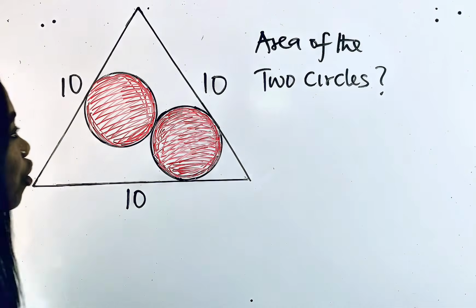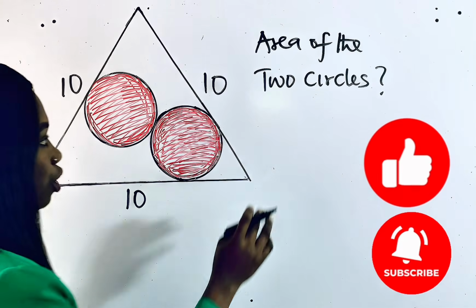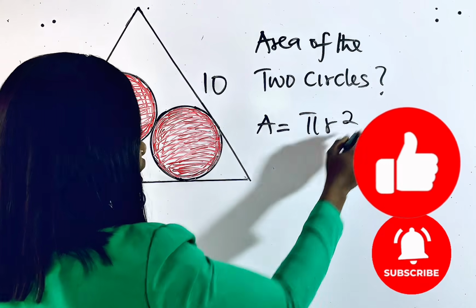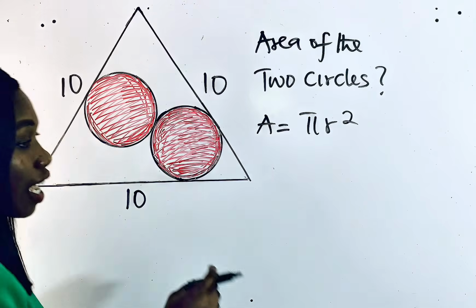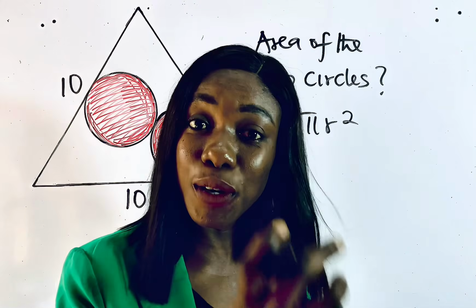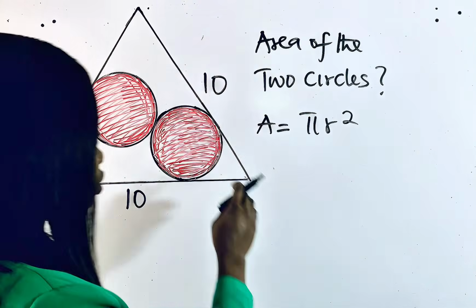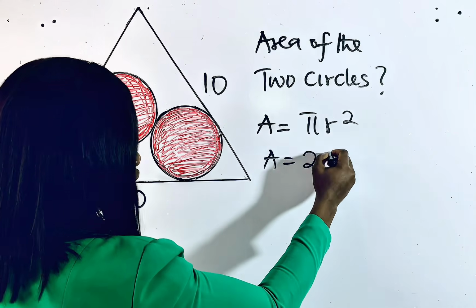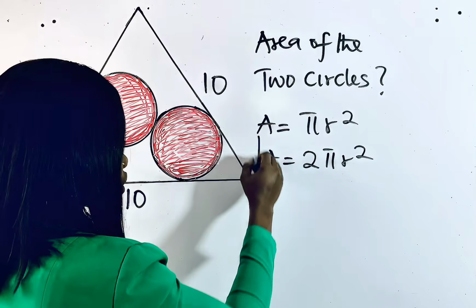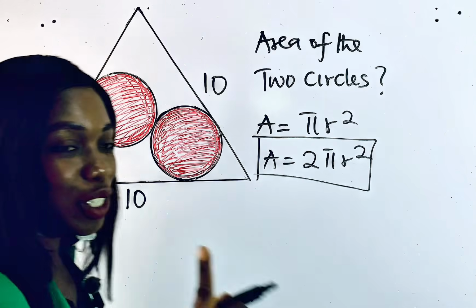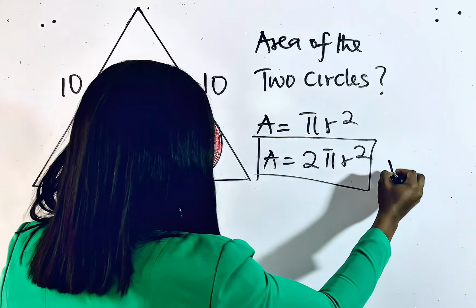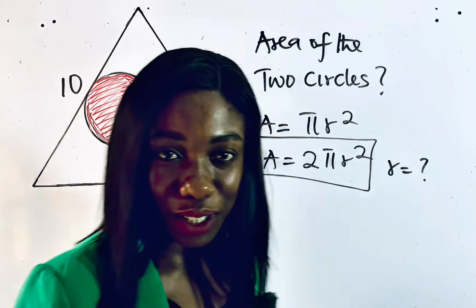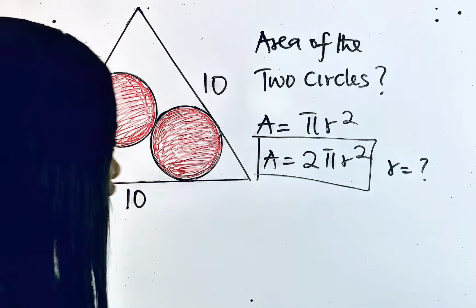Now, for us to find the area of the two circles, we know that the area of a circle is always pi r squared. Because the two circles are identical, automatically they will share the same area. So the area of the two is going to be 2 times the area of 1. This is what we want to do. But the question is, do we know the radius of this circle? Do we know the radius? They will both share the same radius. Don't worry. Let me show you how to get the radius.